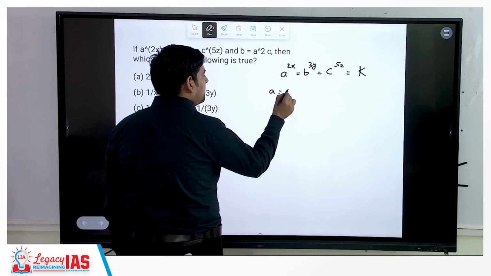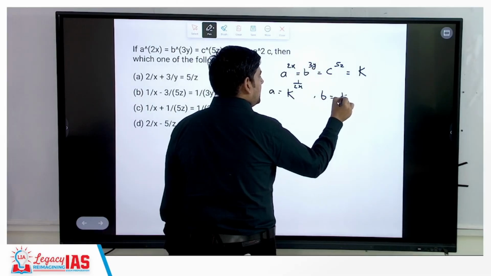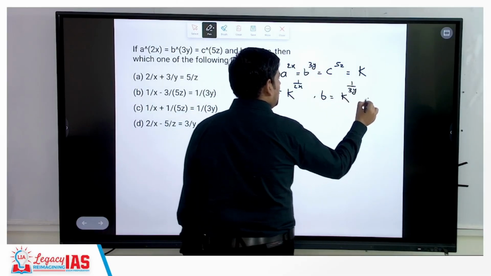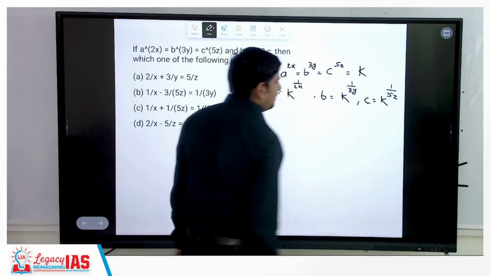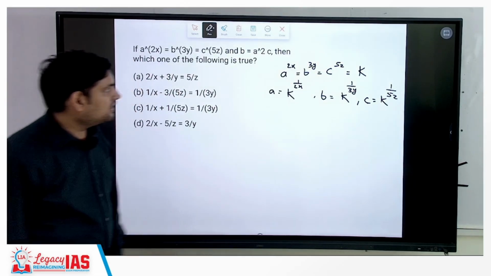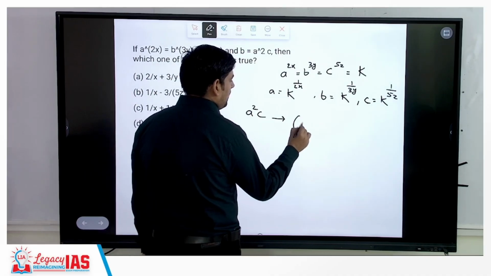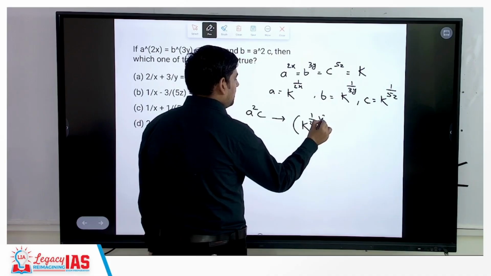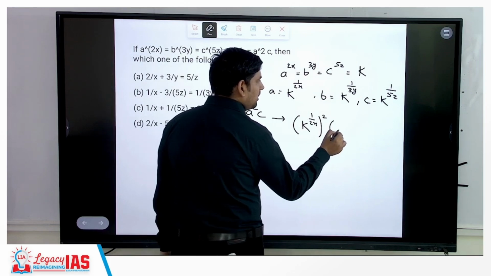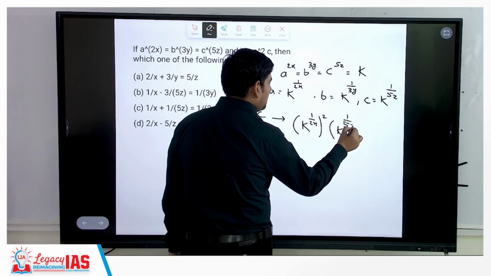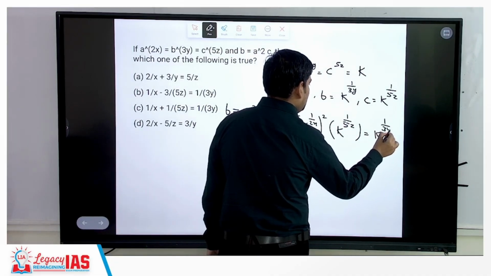So a becomes k^(1/2x). b becomes k^(1/3y). And c becomes k^(1/5z). That's it. Once you get this, it becomes easy. That is, a²c becomes what? (k^(1/2x))² times c, which is k^(1/5z), equals b, which is k^(1/3y).